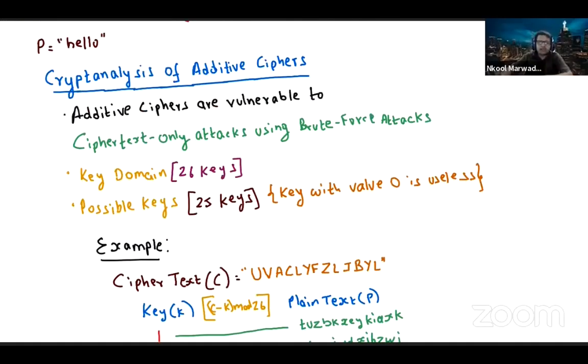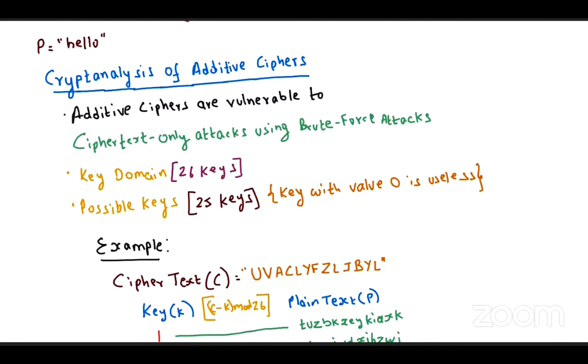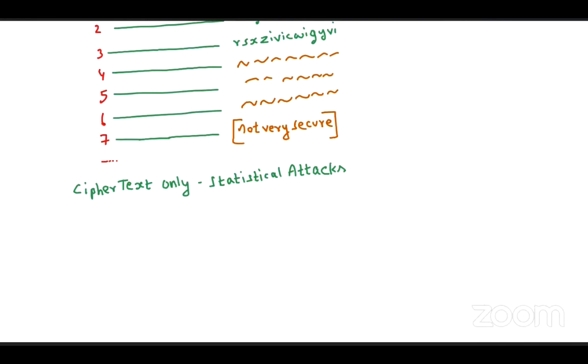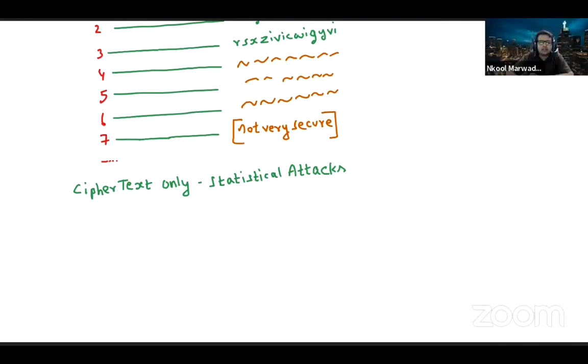Now, additive ciphers can also undergo statistical attacks. Let us discuss that: the ciphertext only attack using statistical attacks. Let us look at one example. We have already seen that in statistical attacks, we make use of the concept of frequency of occurrence of characters. We can make use of it.